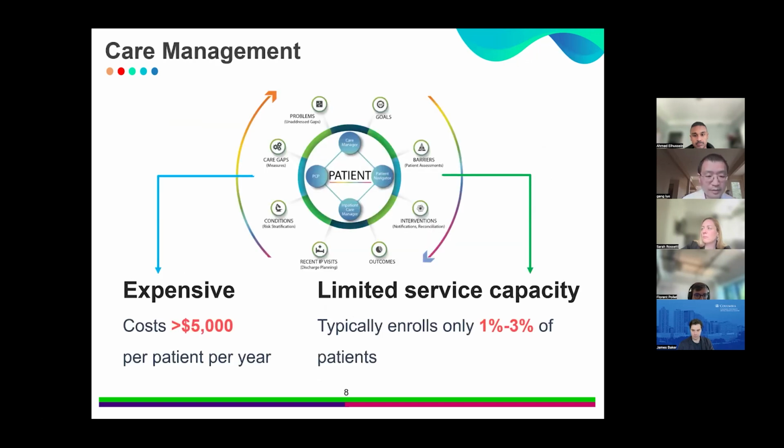However, care management is very expensive. Even 20 years ago, doing care management for a single patient for a single year would already cost over $5,000. And now it's even more expensive. And we can provide care management to a very limited number of patients, typically around 1% to 3% of all patients. This is because we have a limited supply of care managers. For example, at the University of Washington, in total, across all diseases, we have about 25 care managers. At Intermountain Healthcare, which is the largest healthcare system in Utah, they have about 70 care managers.